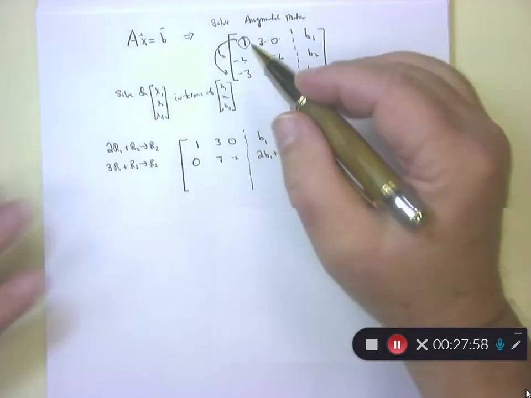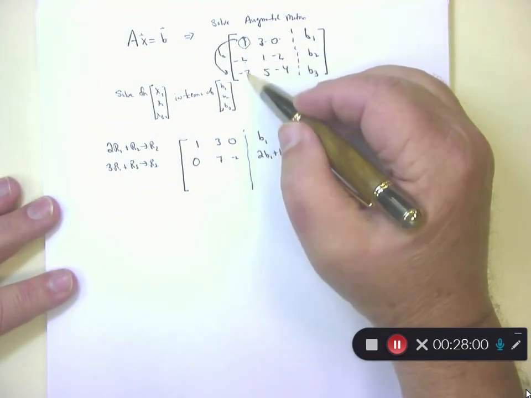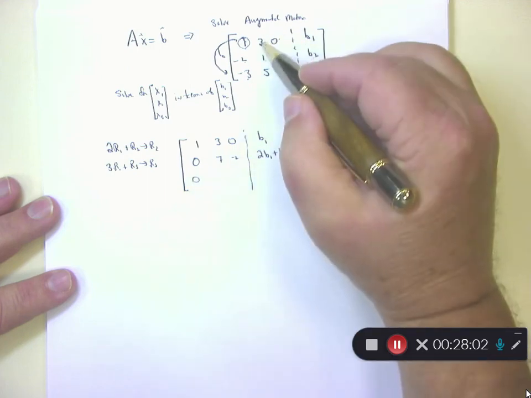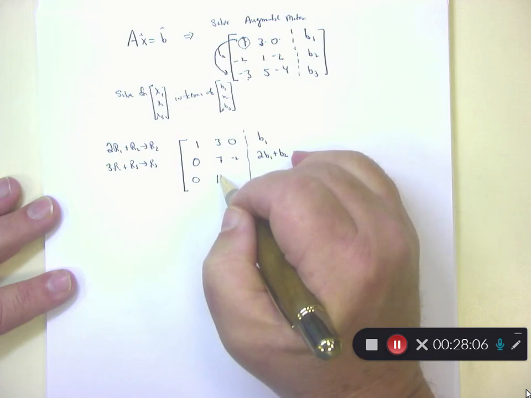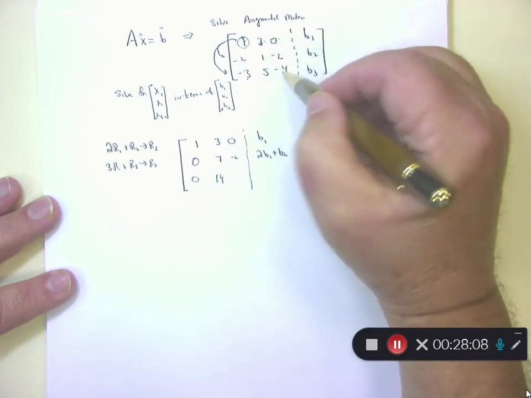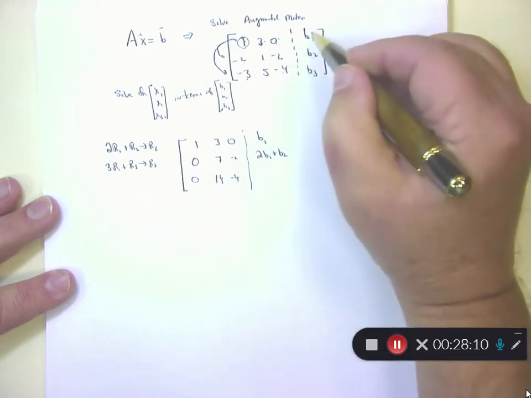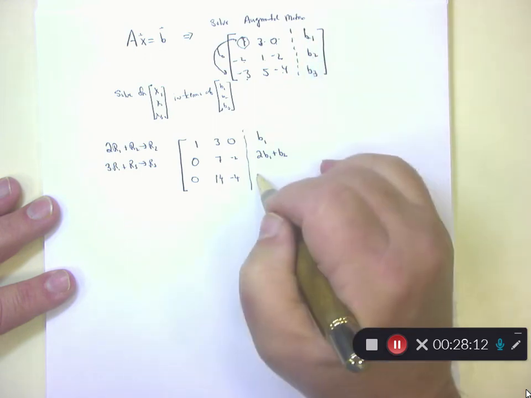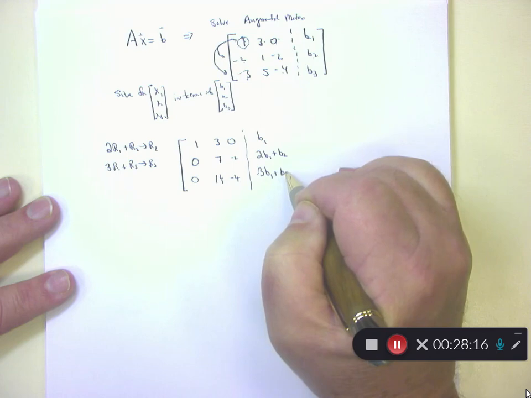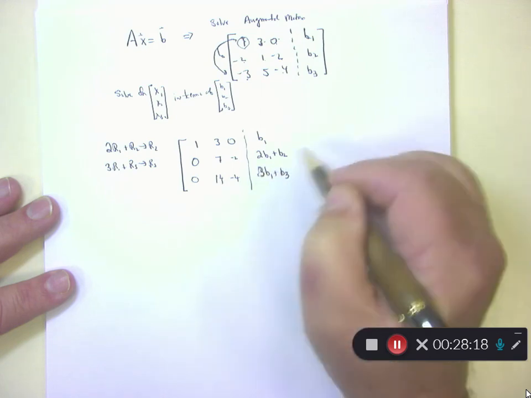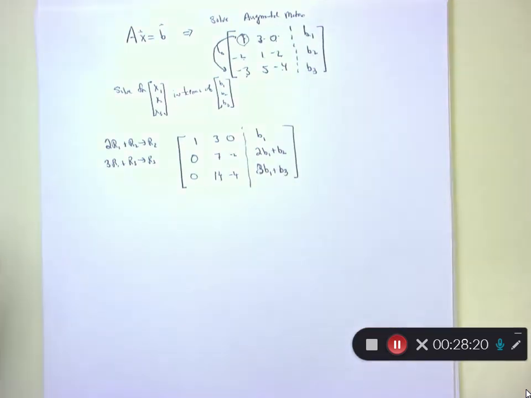Now, I'm going to sweep down. 3 times 1 is 3 plus negative 3 is 0. 3 times 3 is 9 plus 5. 9 plus 5 is what? 14. 3 times 0 is 0 plus negative 4 is negative 4. 3 times B1 plus B3 is 3 times B1 plus B3. So far, so good? What's your next move?